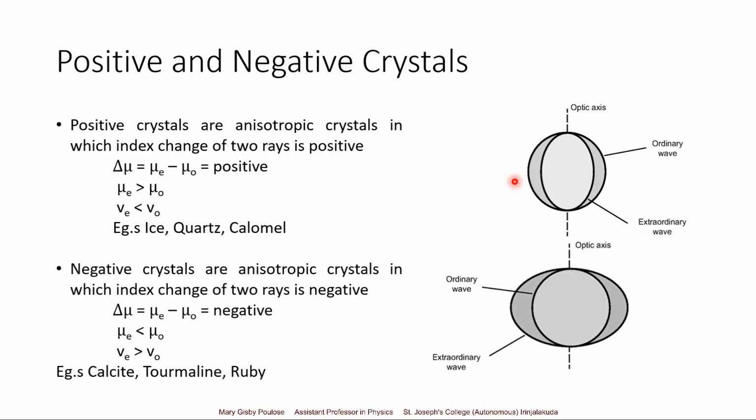Now negative crystals are anisotropic crystals in which the change in refractive index of the two rays is negative. That is, delta mu, that is mu E minus mu O, is negative. It means mu E is less than mu O. So the velocity of the E ray will be greater than the velocity of the O ray, and the nature of wavefronts will be as shown. Examples of negative crystals are calcite, tourmaline, and ruby.